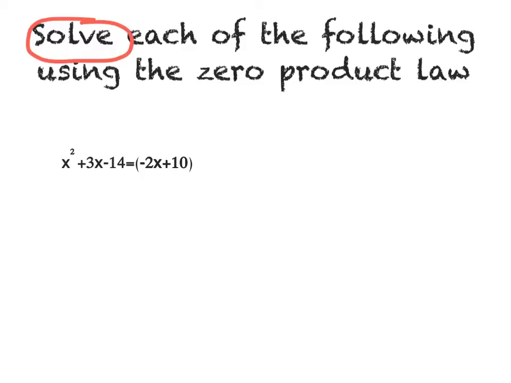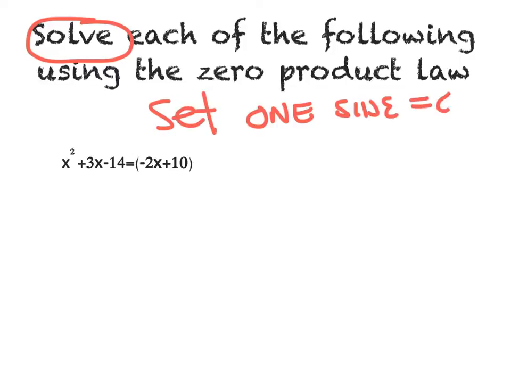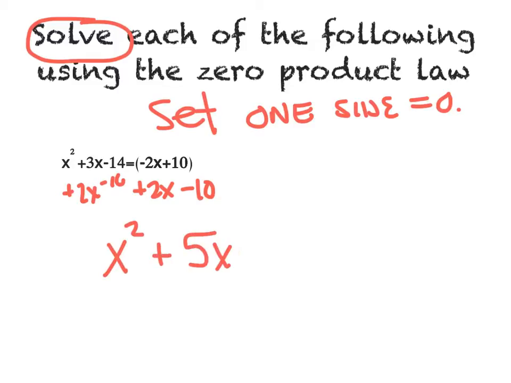So the idea is you always want to set one side equal to 0. So maybe make a note for yourself: set one side equal to 0. And that's your goal. So I'm going to add the 2x over to both sides and subtract the 10. So I end up with x squared plus 5x minus 24 equals 0.